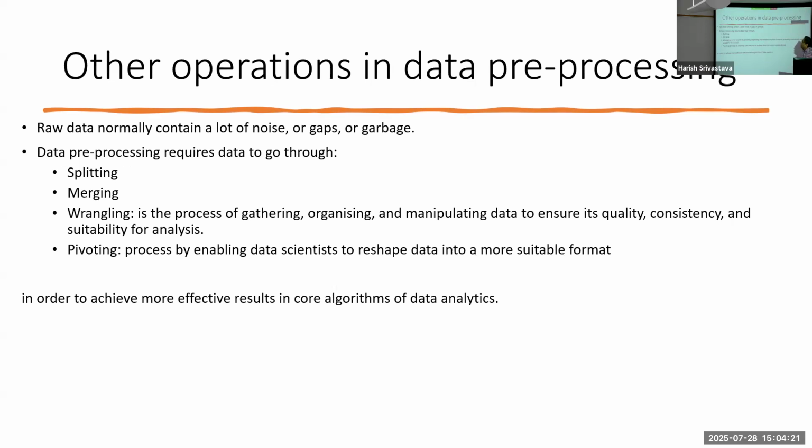Another operation in data pre-processing: raw data normally contains a lot of noise, gaps, and garbage. Data pre-processing requires data to go through splitting, merging, wrangling, and pivoting. Splitting means breaking the data set into smaller chunks, which you do in Hadoop. Merging is the reducer. Wrangling is the process of gathering, organizing, and manipulating data to ensure its quality, consistency, and suitability for analysis. Basically, feature encoding, removing duplicates, removing empty data. The last one is called pivoting.